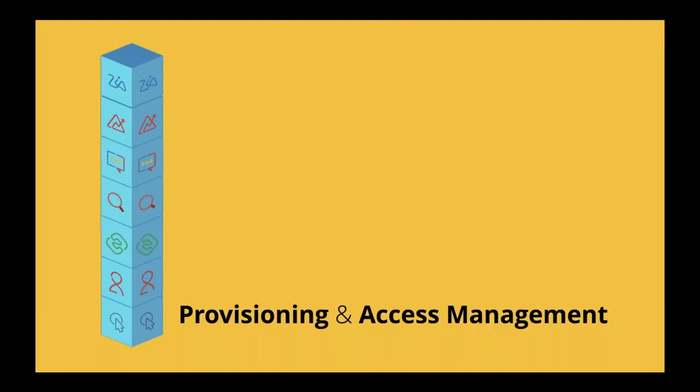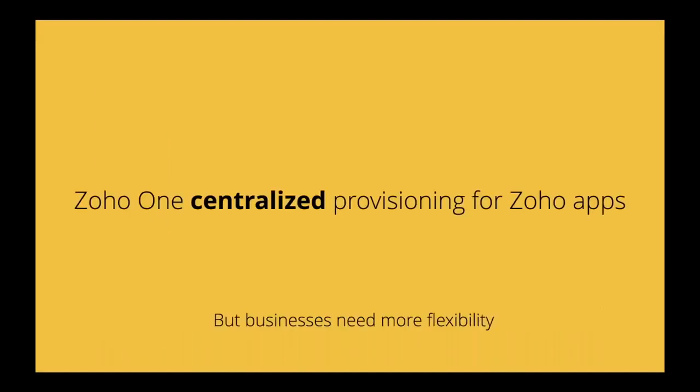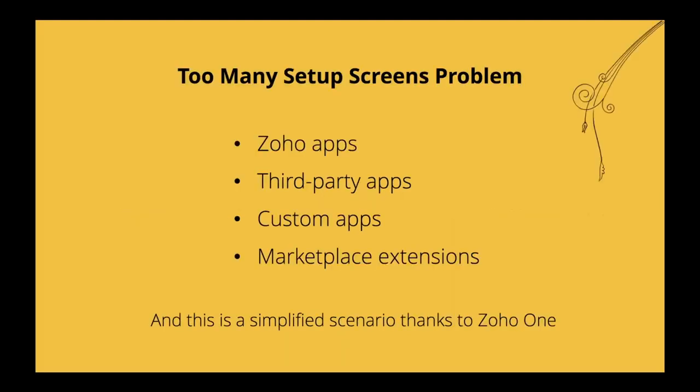Provisioning and access management is really just a step beyond that, which allows you to centralize all of the administrative functions like provisioning and access management within Zoho One. So when we launched Zoho One, we already did that for all of our applications, but we found that people and our customers still needed third-party applications, they still need custom applications, and they still need marketplace extensions to make their account or their business as powerful as possible.